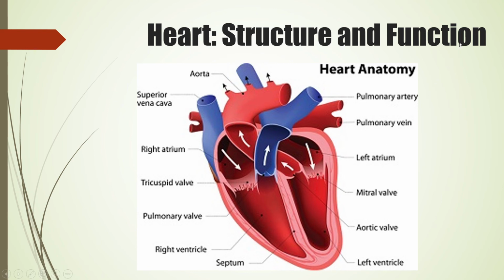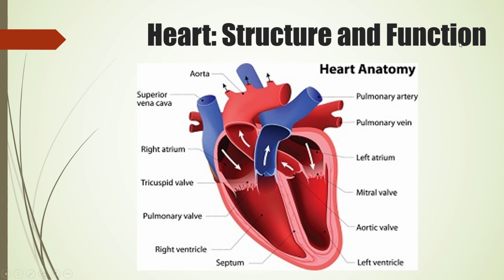Upper chambers are called atria. You can see the labeling also. This is the right atrium, this is the left atrium, and the lower chambers are called ventricles, the right ventricle and the left ventricle. The red color will indicate the pure blood, whereas the blue will indicate the impure blood. The heart will pump out the pure blood, whereas the blood which comes to the heart will be impure.